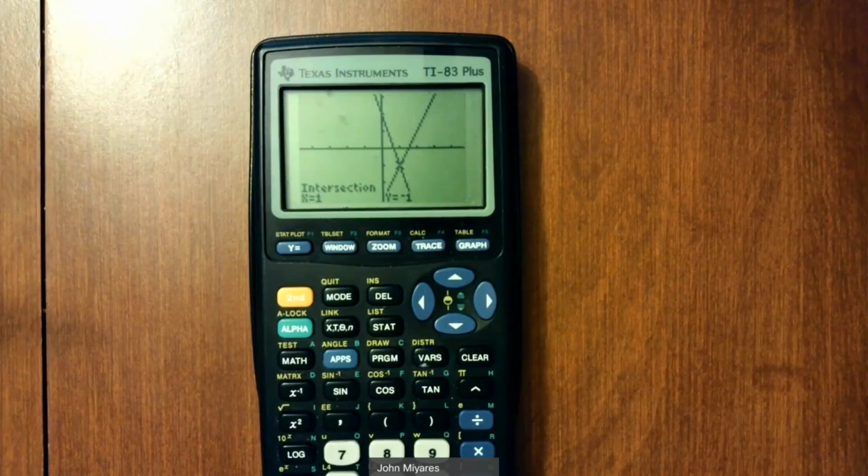And lo and behold, we have this point here, again, the intersection at 1, -1. So now that we verify that that is our intersection point, we can definitely say with absolute certainty that the solution to our system of equations is going to be x equals 1 and y equals -1.